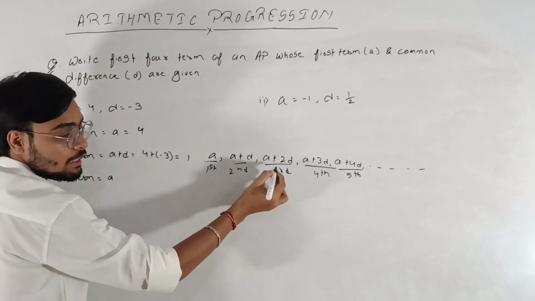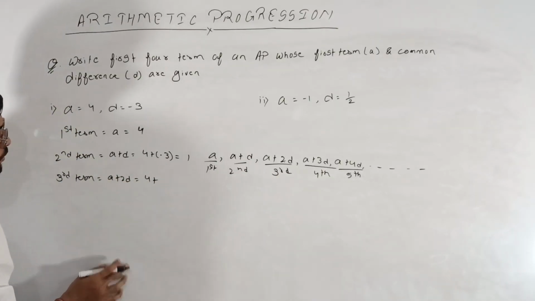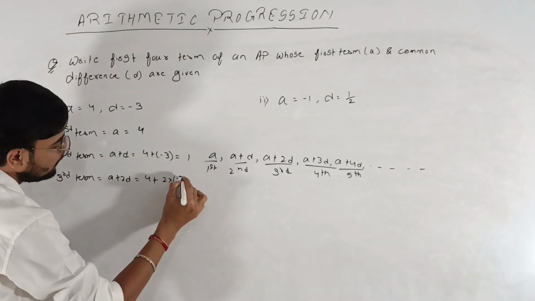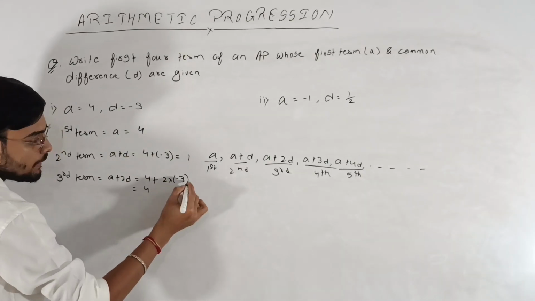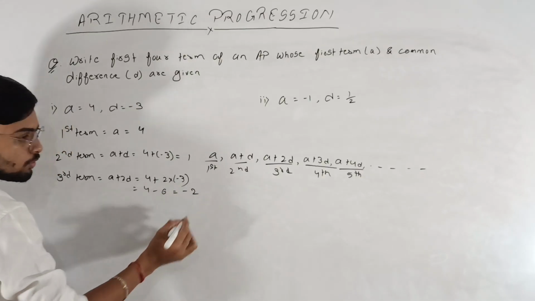Now the third term is a plus 2d. So a plus 2d is equal to a, which is 4, plus 2d. So 2 into d is what? Minus 3. So 4 plus 2 times minus 3 is equal to minus 6 plus 4, that is minus 2.